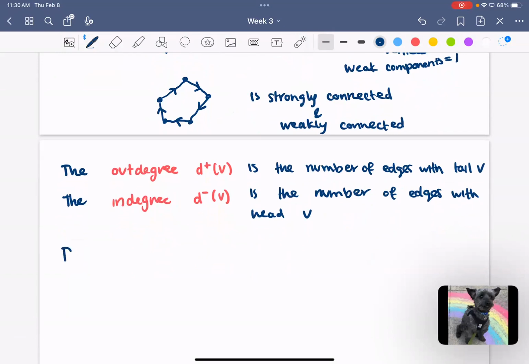Okay, so now we're going to have a proposition, and this is kind of like a directed version of the handshake lemma. So maybe I'll give you a few minutes to think about what the statement should be. What is the goal? To relate summing over the vertices of in degree, summing over vertices of out degree, and compare that to the number of edges.